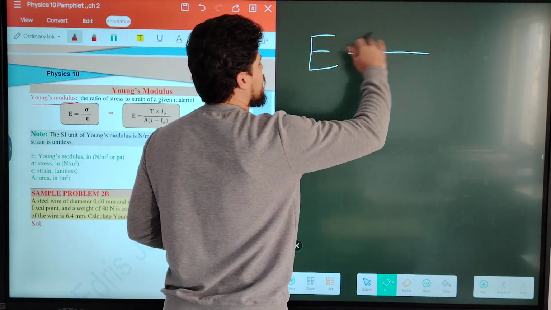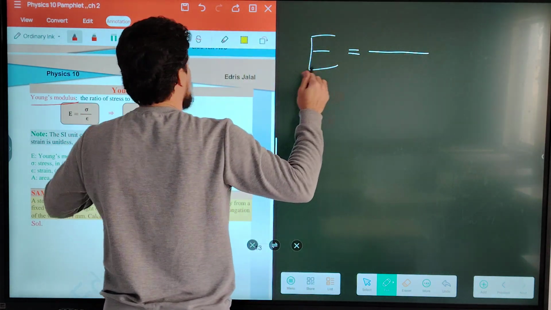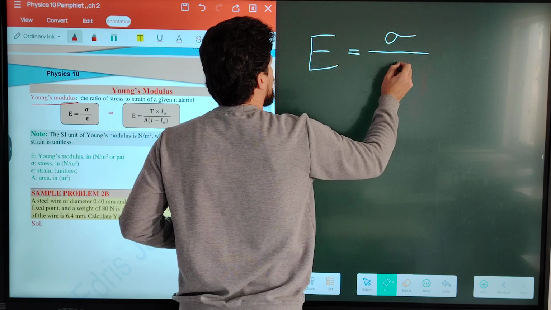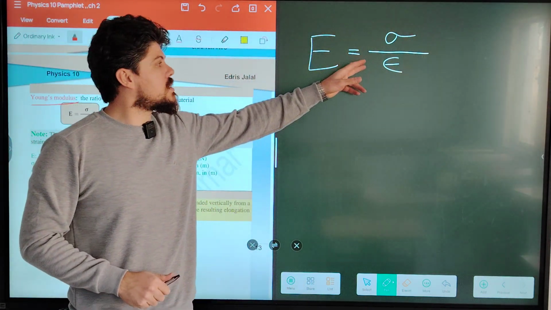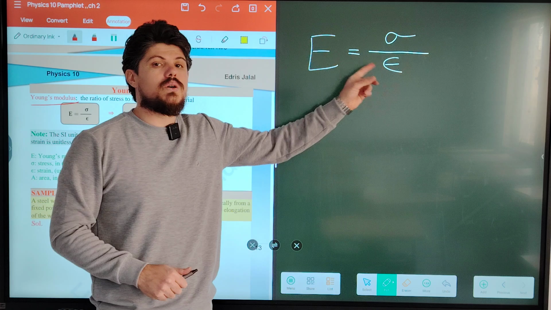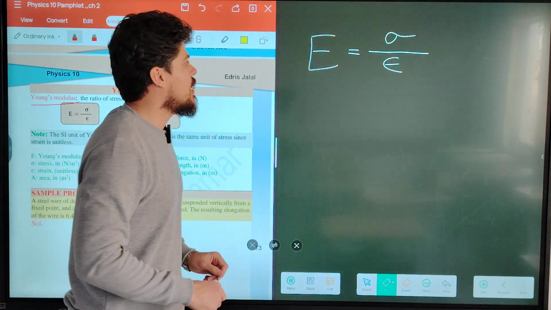Ratio, what do you mean by ratio? Fraction. Between what? Stress to strain. Stress to what? To strain. Okay? Young's modulus is the ratio between what? Stress to strain in a given material.